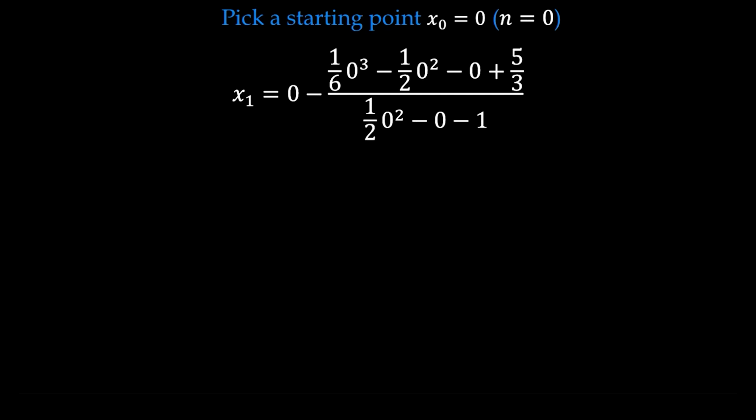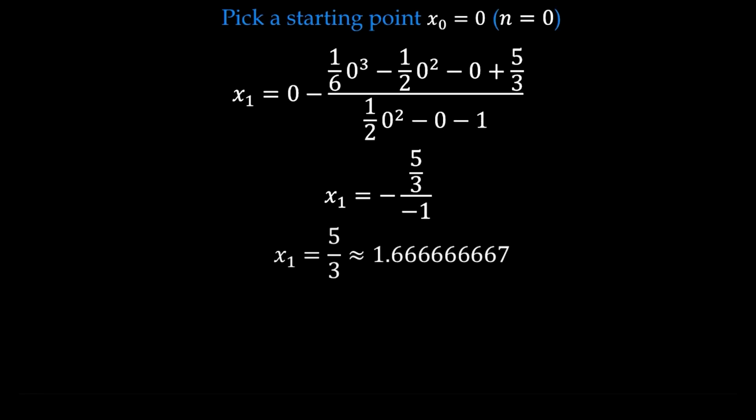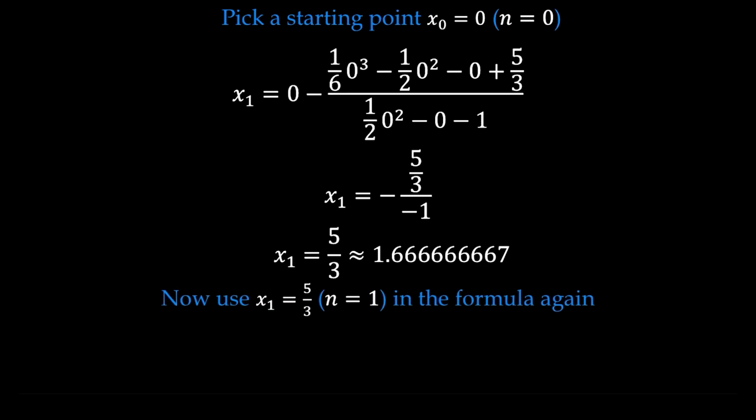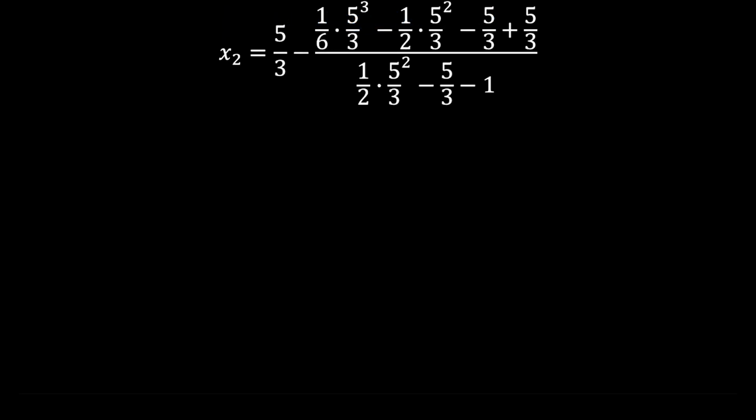Notice how all the terms with zeros will reduce, since 0 raised to any non-zero power is 0. So we're left with x1 equal to minus 5/3 over minus 1, which becomes 5/3. This is about 1.6 repeating. Now we use this x1 in the formula where n equals 1. This gives us this large expression, which will eventually simplify to 245 over 207. Feel free to check this by hand if you wish. So we have x0, x1, and x2.